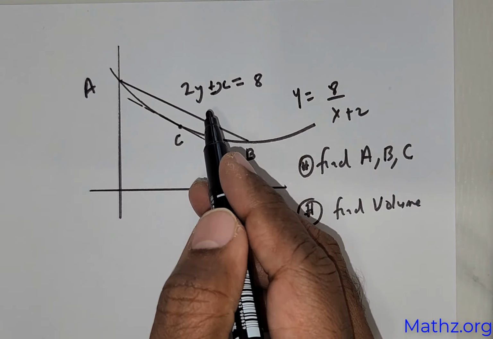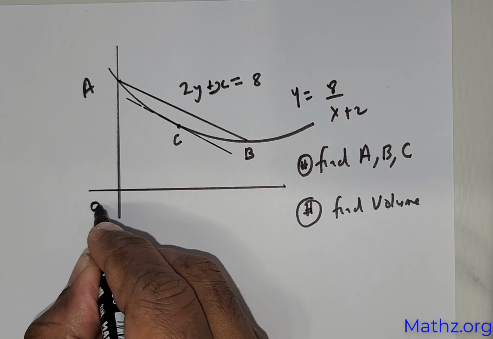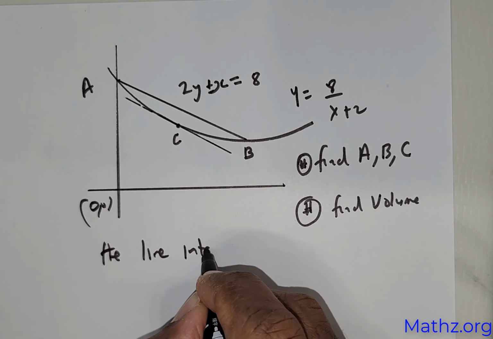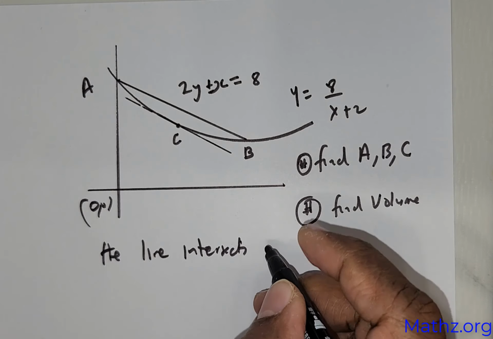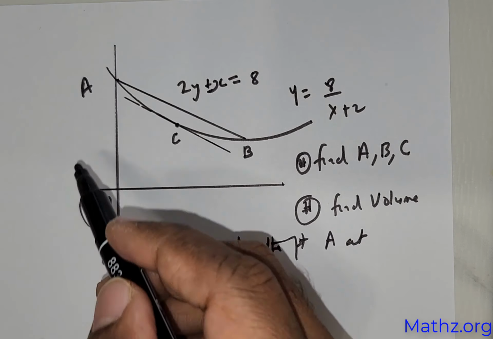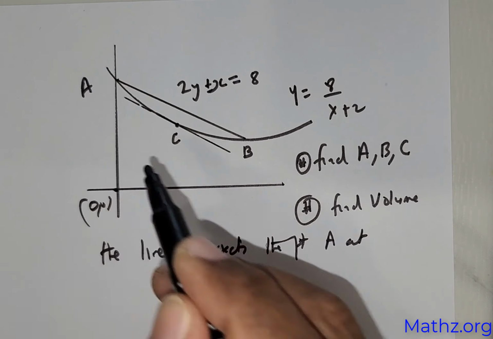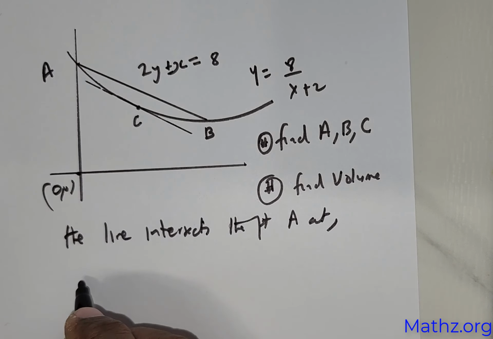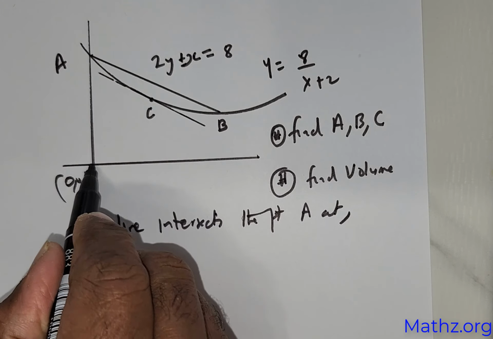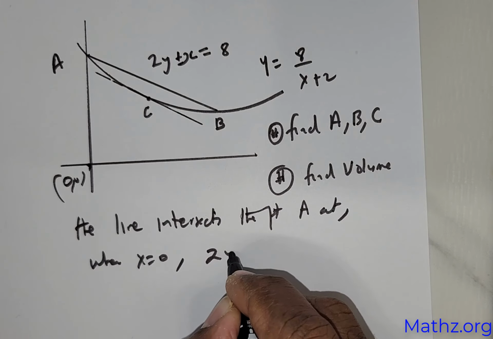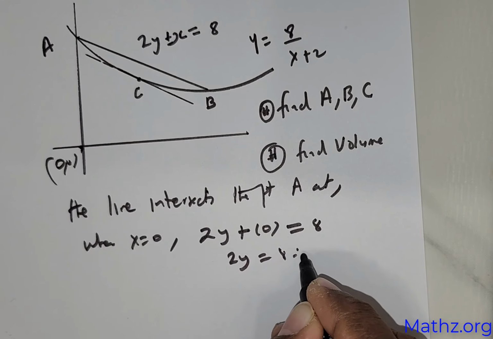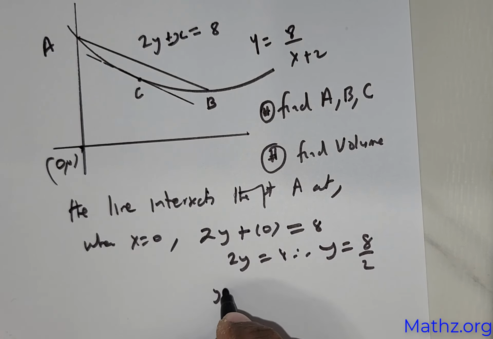Now clearly you can see here, the line intersects the point A at, now clearly you can see here, x is equal to 0. When x is equal to 0, what happens here? So it's going to be 2y + 0 = 8, and 2y is equal to 8. So y is equal to 8 over 2. So y is equal to 4.